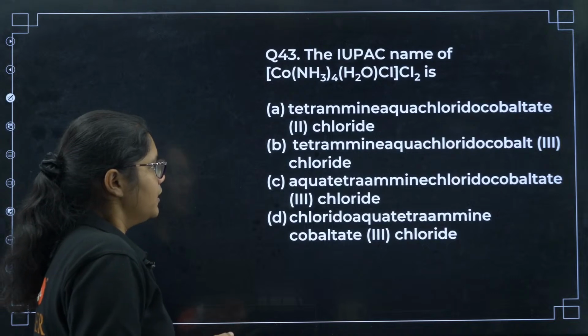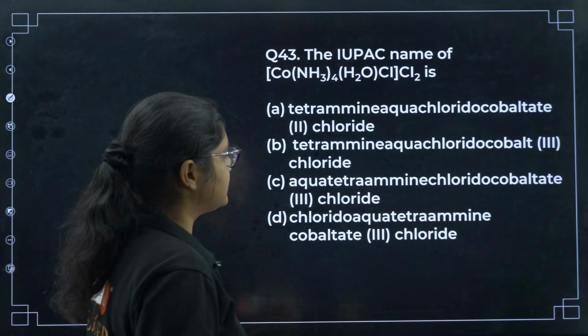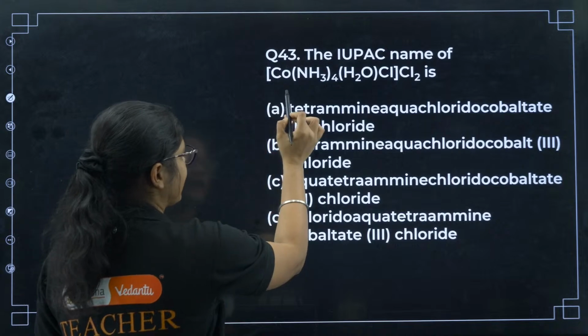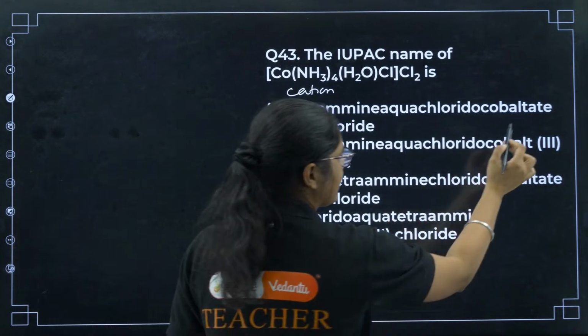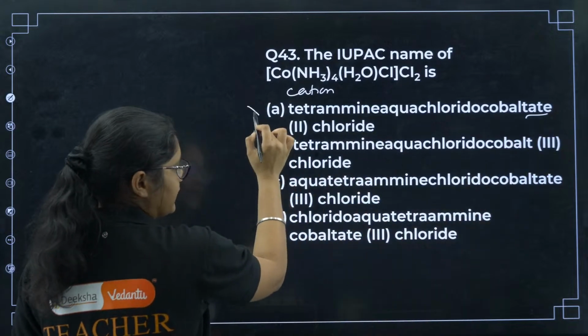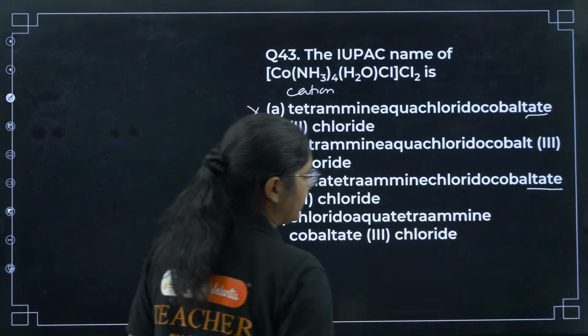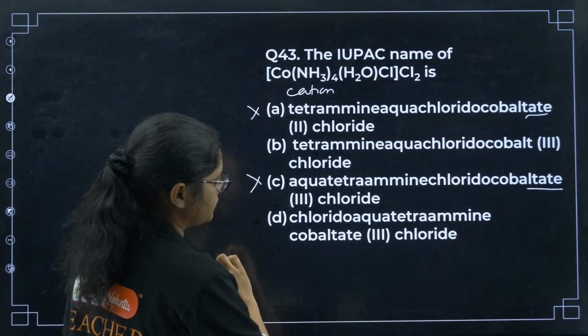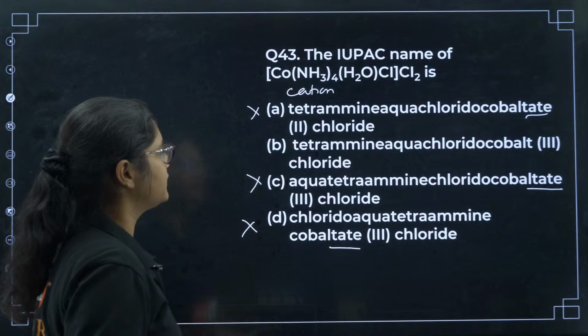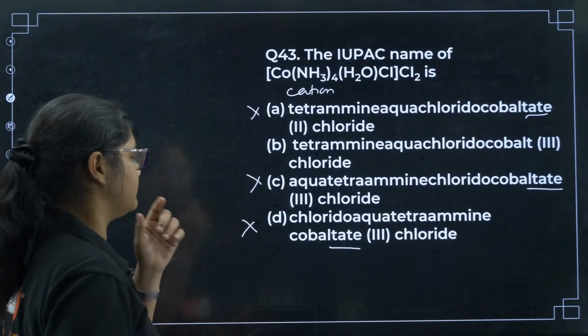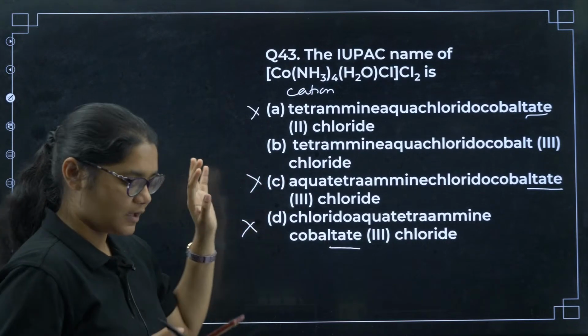Okay. So first of all you can see that this cobalt is in the cation part, right? So it won't end with ATE. So here I can say ATE, I will eliminate this option. Here I can find ATE, I will eliminate this option. Here also I am finding ATE, so I will eliminate this option. So directly my answer has to be option number B, if there is no error in the typing.